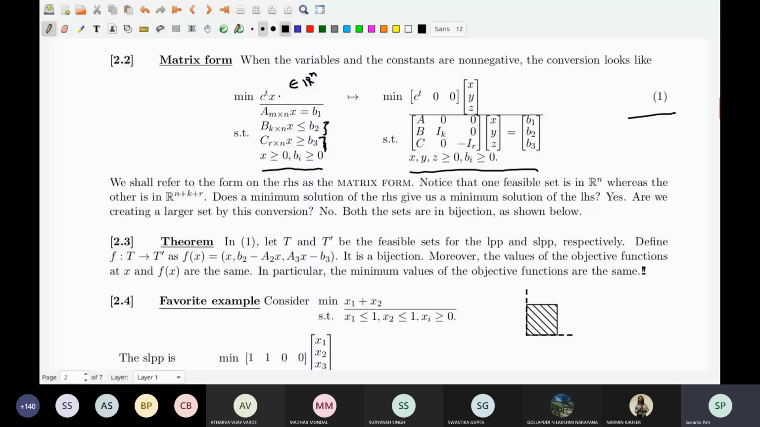Now what you have done, you have added k many y variables and r many z variables. So right now you are in Rn plus k plus r. The right hand side is a problem in Rn plus k plus r. So what has happened? You had a separate problem. Now you have converted to an SLPP. The right hand side is in SLPP, but it is in a separate dimension altogether, and it has so many variables.